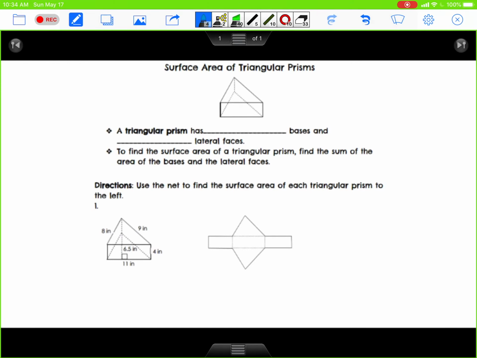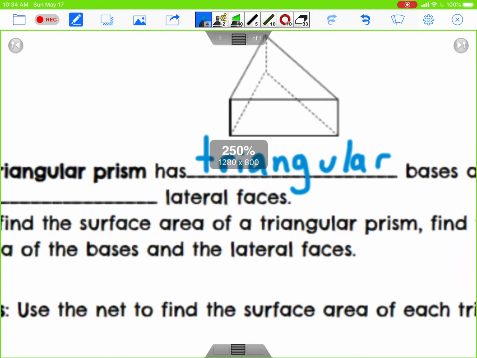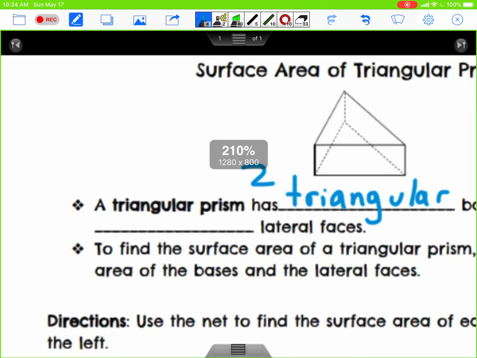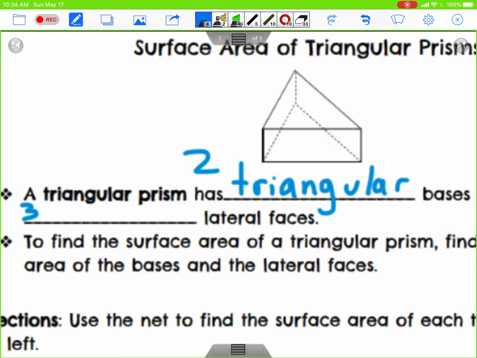Okay, a triangular prism has triangular bases, meaning the top and bottom, or the bases, depending how it's oriented, are triangles. Always two of them. And the faces are going to be three rectangular lateral faces. So there'll be two triangles, three rectangles.